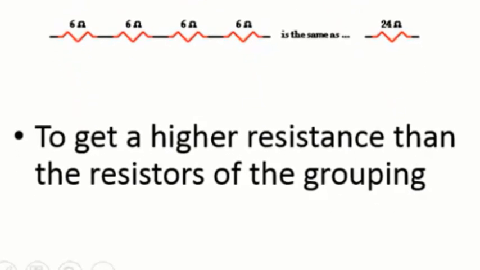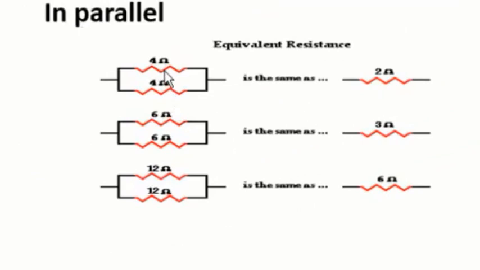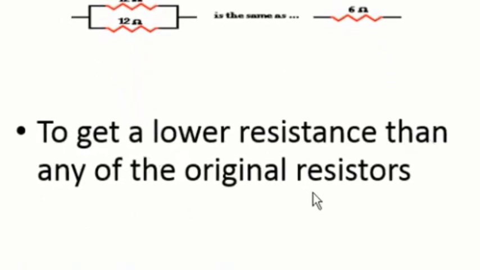In parallel grouping, here we have two resistors, 4 ohms resistance each. Their equivalent resistance is equal to 2 ohms. Similarly, for these two groupings, 6 ohms, 6 ohms, the equivalent resistance is equal to 3 ohms, and in the last case it's equal to 6 ohms when their resistance is equal to 12 ohms. So here we can notice that the equivalent resistance is always less. So to get a lower resistance than any of the original resistors, we connect them in parallel.